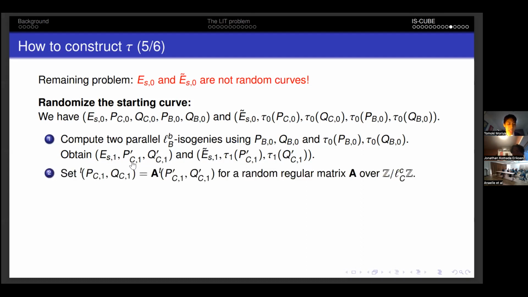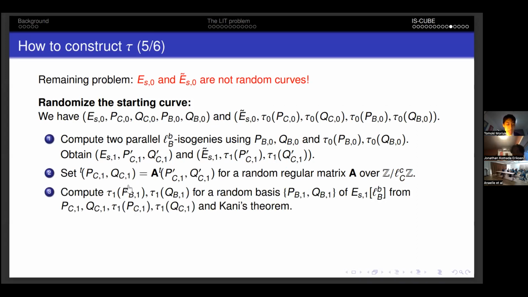And next, we randomize these bases by using a random regular matrix A. And finally, we compute the image points of tau 1, the images of the L_B^B torsion points, by using the same method used to recompute tau 0 P_B0 and tau 0 Q_B0. So we use Kani's theorem and the points P_C1, Q_C1, and tau 1 P_C1 and tau 1 Q_C1. And we can compute the image points of the L_B^B torsion points.